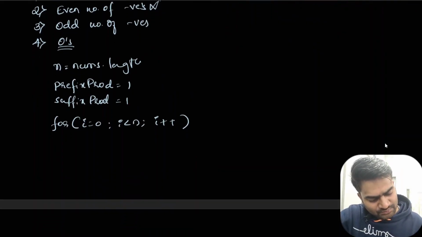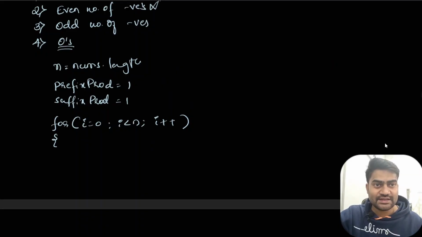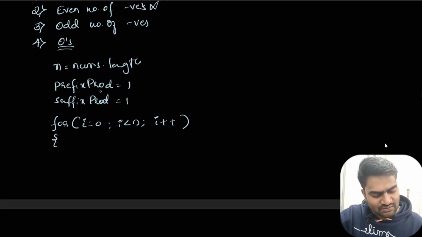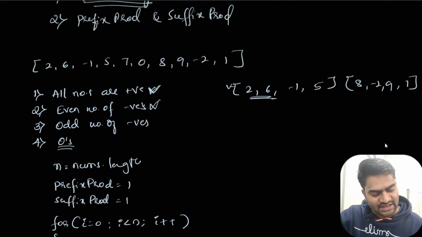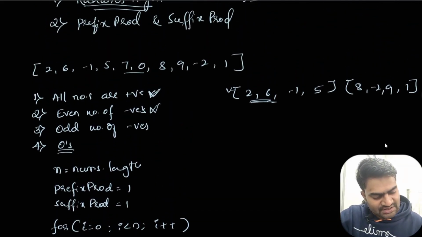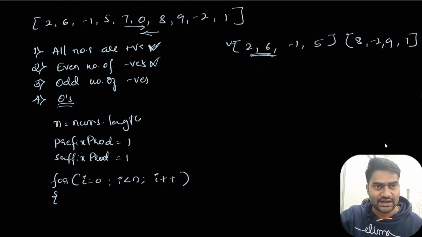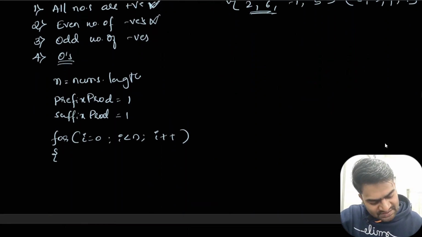Then what I will do, first case is the 0 case. Whenever our prefix product or suffix product becomes 0, so basically when you reach this point from the left or whenever you reach this point from the right, our product becomes 0. Correct, right? So that's what I'm trying to process.